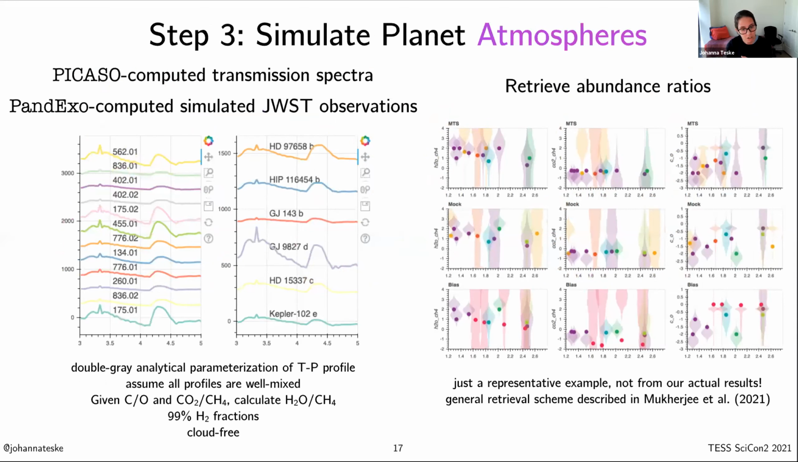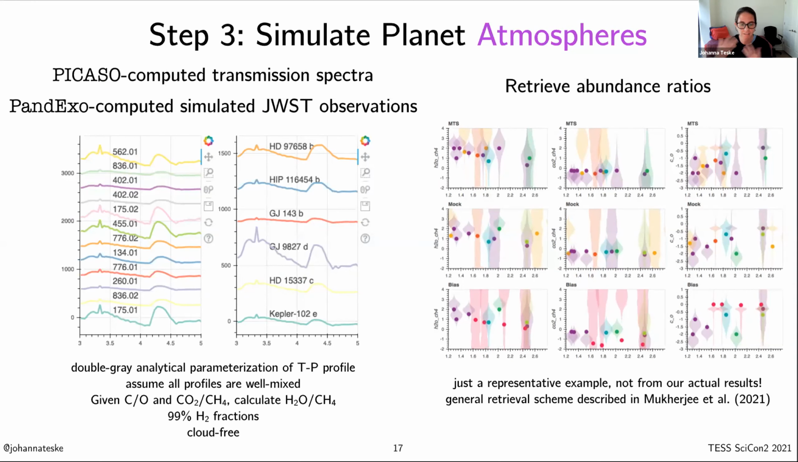So with the population relation and our defined planets, Natasha computes the transmission spectra using Picaso and then uses PandExo to compute the simulated JWST NIRSpec observations, and then performs abundance retrievals on those. These are just cartoony versions right now of these plots, very preliminary. I just wanted to give you an idea of what it looks like.